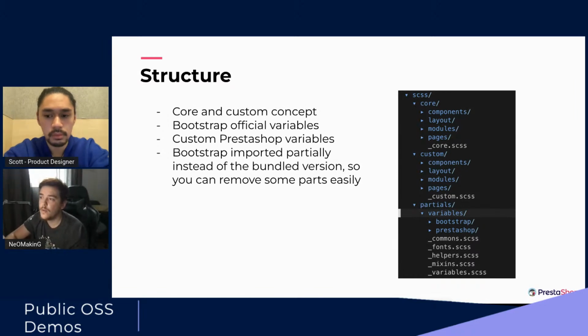We also have a variable folder where we split these variables into two other folders. One is for Bootstrap default variables and one is for PrestaShop variables, in case we need to add some variables for custom components, for example, or whatever. Actually, we did remove a lot of custom variables because the classic theme had a lot. Now we have like 5 variables, I think, or something like this. It's pretty cool.